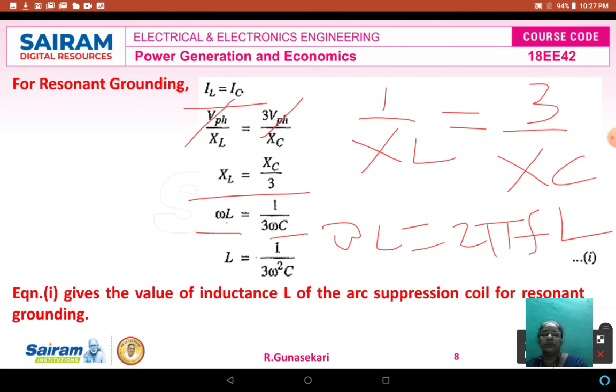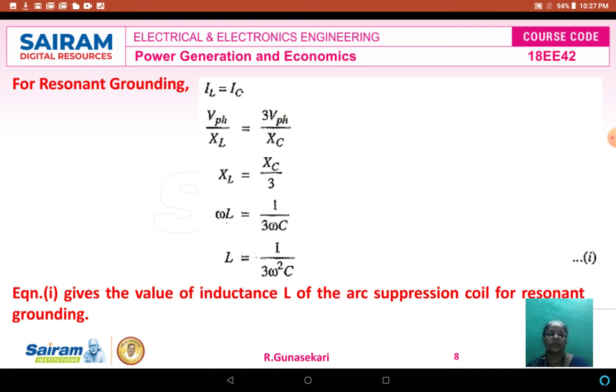So this is the way for finding the inductance of the suppression coil L. So this is the equation number 1. So therefore the equation 1 gives the value of inductance L of the arc suppression coil for the resonant grounding.